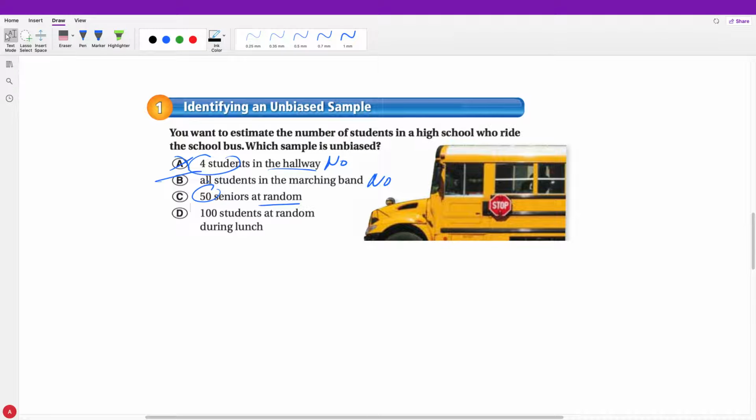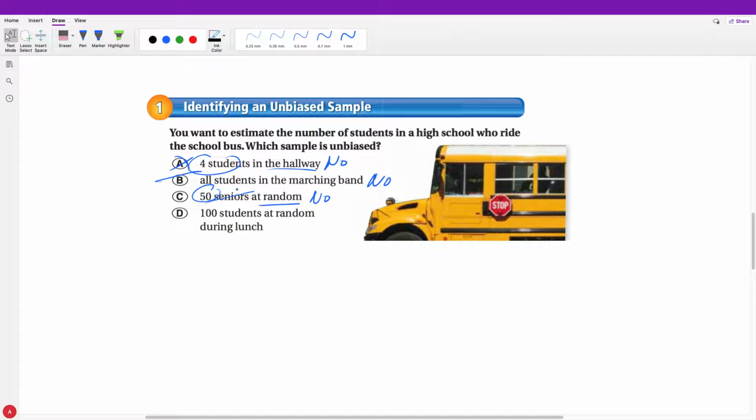But the reason why this one is not, and it's no, is because we're only looking at seniors. And seniors are old enough that maybe not in Hong Kong, but in other parts of the world they can drive. So since they're able to drive, our data will be skewed because there's going to be more people who won't even have a chance of taking the bus, maybe because they're old enough to drive. So we're not giving ourselves a chance to really represent the full data or the full school, because we're only looking at seniors. So freshmen, sophomores, and juniors have no chance to be part of it. So they're not equally given a chance.